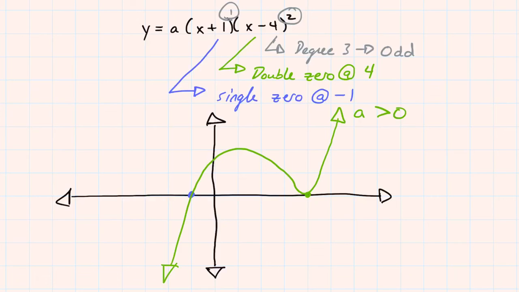If the leading coefficient's negative, well, then it ends going down. So then I'm going to start down at the bottom, and I'm going to come up and bounce on 4, and then I'm just going to keep drawing this to the left, and it's going to pass through negative 1, kind of steep. And there are the two possible graphs.